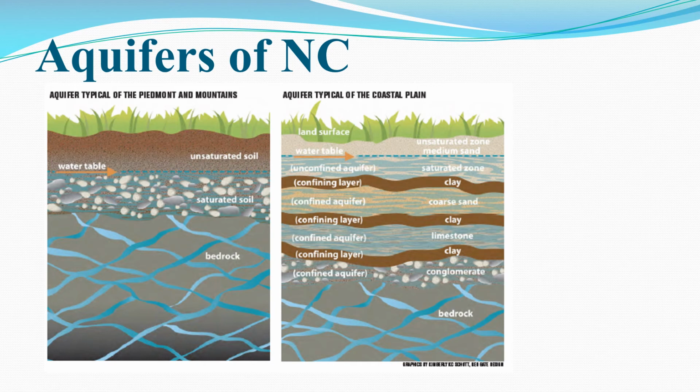Here, which is on the coastal plain, which is more for us, we have, as you see, the unsaturated zone, but look at our dirt compared to the soil here in the mountain region. And then, as you see, we have an unconfined aquifer, a confining layer, all these layers, and then we finally get to the confined aquifers.